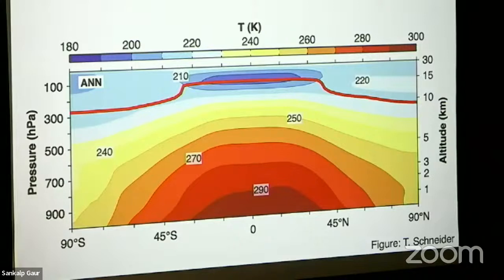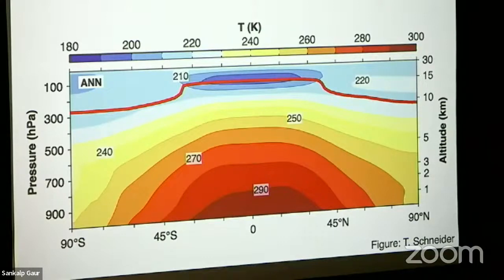Now this is several incarnations in, we have hourly output from this over the whole globe. So that's a four-dimensional state estimate. What I'm showing you here is just two dimensions. I've averaged in time, this is annual mean, and I've averaged in longitude. So what we're left with is latitude on the x-axis and altitude on the y-axis.